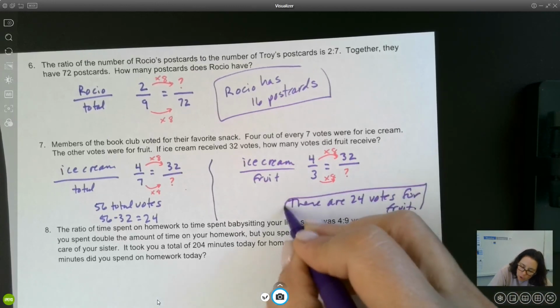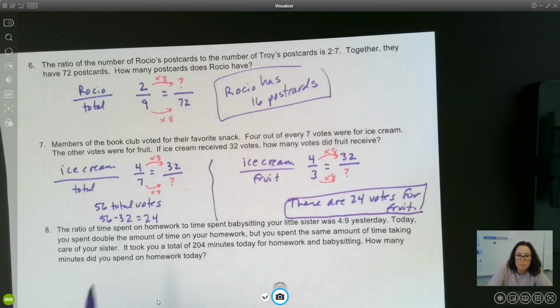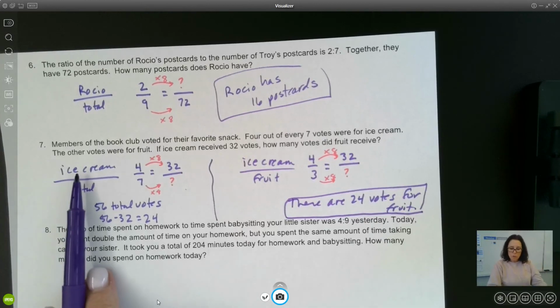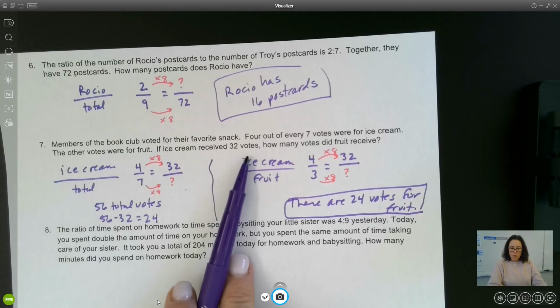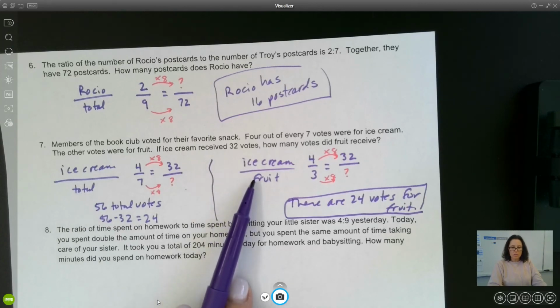Okay, so this is a great example, number 7, on how there are multiple ways sometimes to get to the answer, depending if you do a part over a whole or a part over a part.